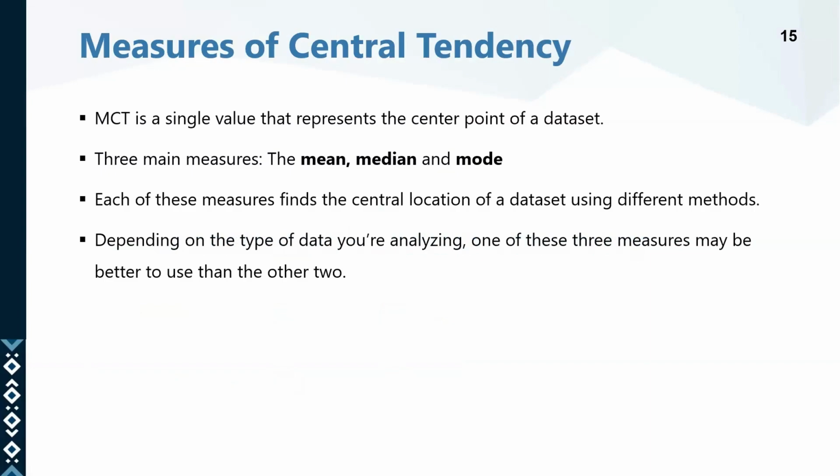Just by looking at data, you can have a general idea about the average, about what occurs the most, about the main characteristics of that data set using these measures of central tendency. So you have three main measures of central tendency, which include the mean, the median, and the mode. Each of these tries to find the central location using different methods. Depending on the type of data we are dealing with, we can decide to choose one of these measures, whichever is best suited to our context.